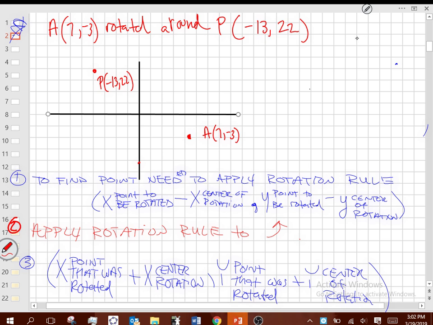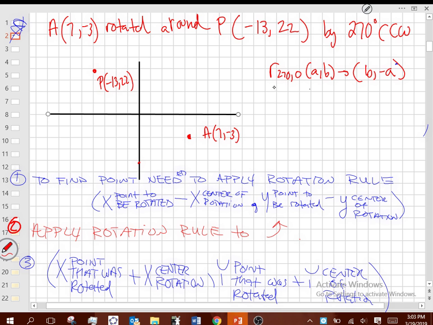How do you want to rotate it? What degree? Okay, let's go 270. Are you going to go counterclockwise or clockwise? Let's go counterclockwise. That's good. So if you remember that rule, 270 around the origin of A comma B turns into what? B comma negative A. Good.